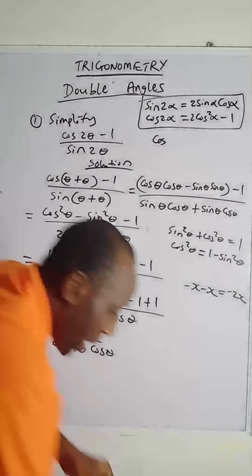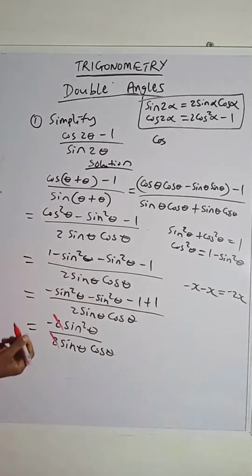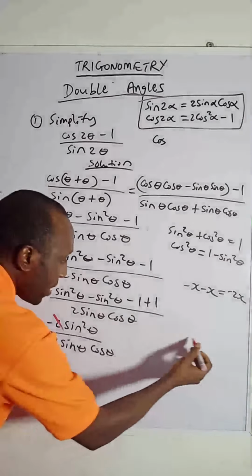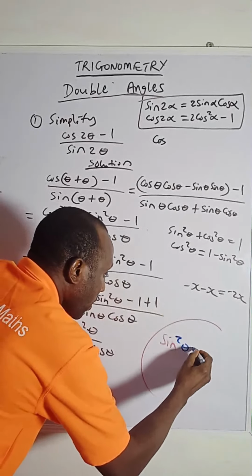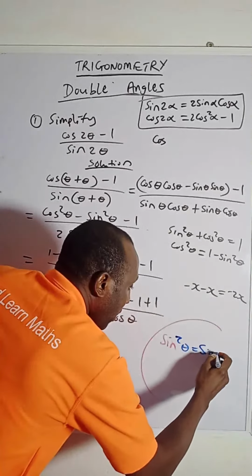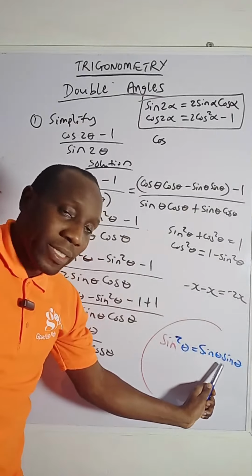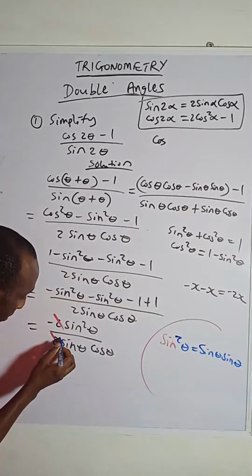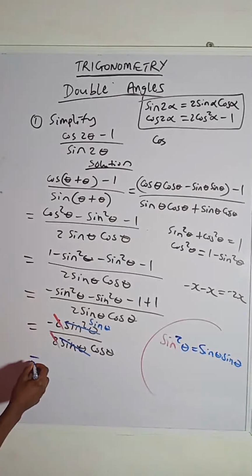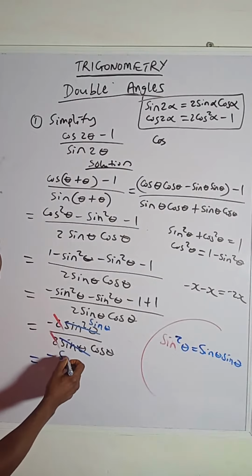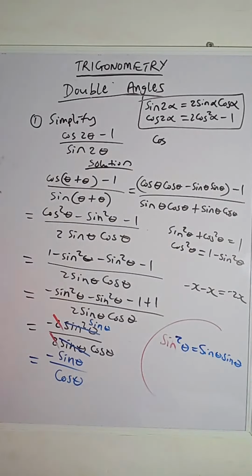Watch this. I always enjoy doing this. See, 2 cancels 2. And then this is sine square theta. I have to write it this way. Sine square theta is the same thing as saying sine theta, sine theta. So this sine theta will cancel one of these. So you definitely now have minus sine theta in the numerator and cos theta in the denominator.